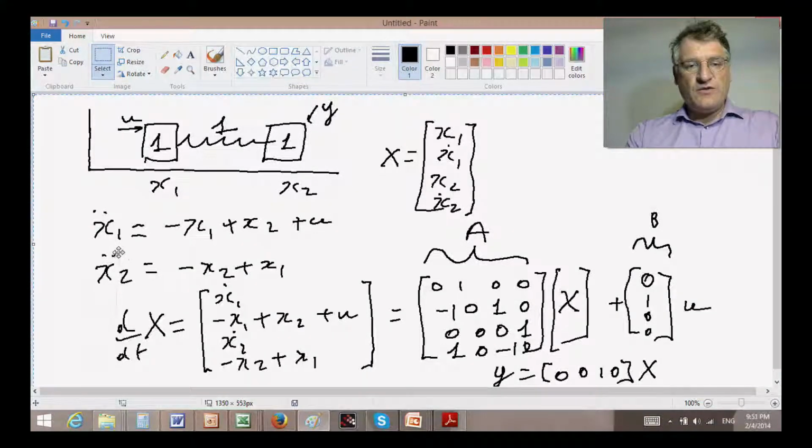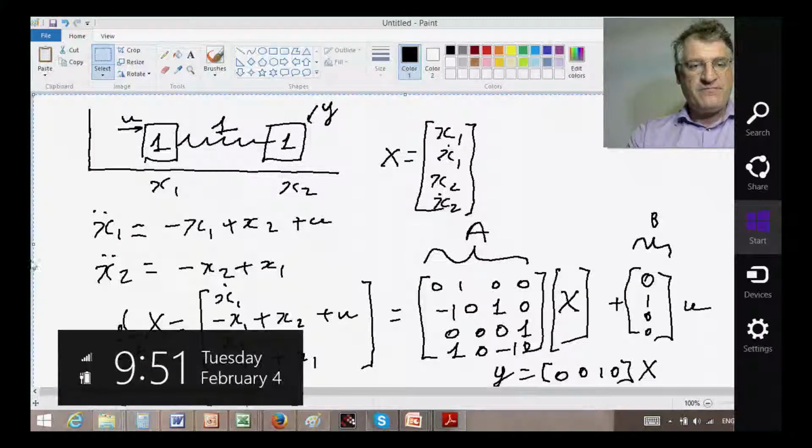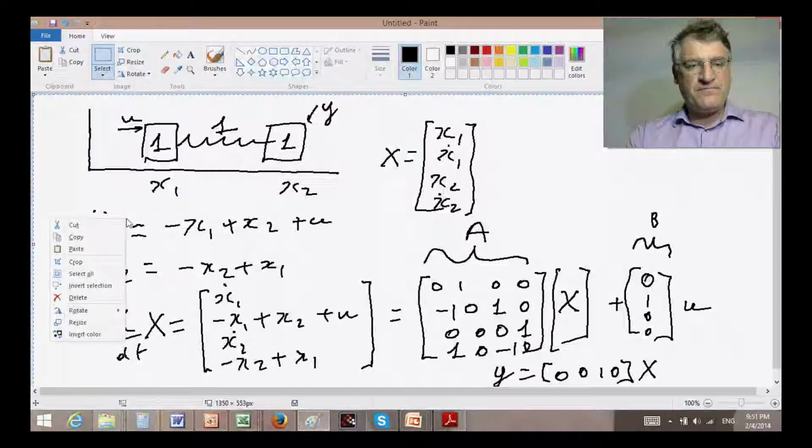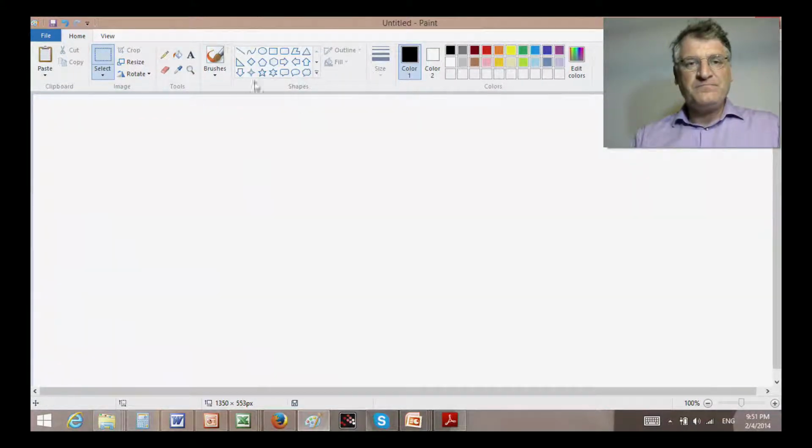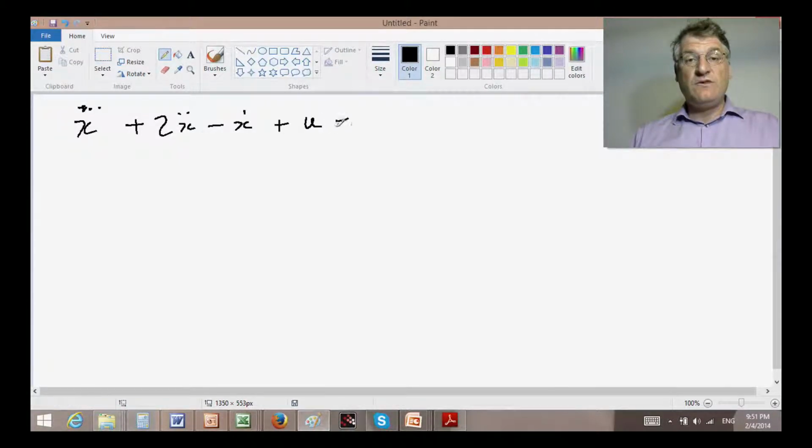Alright, so let's go through yet another example. So one of the possibilities is to use a pure mathematical expression like x triple dot plus 2x double dot minus x dot plus u equals x.